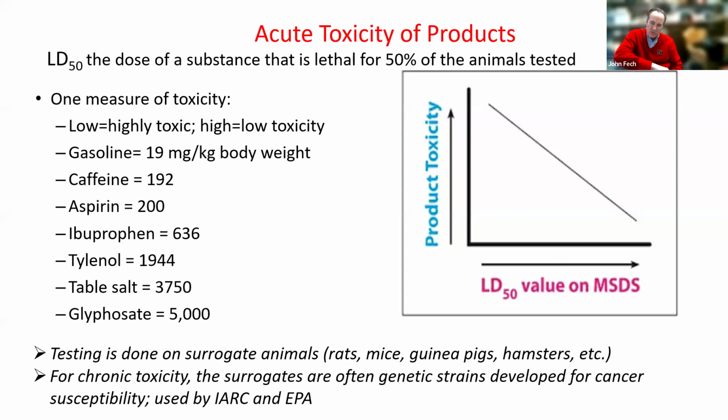Table salt, I use way too much table salt on my meals, but again, it's a higher LD50, therefore a lower toxicity. And then glyphosate, being in this small, short table, being a low toxicity product compared to all these other products that are used.